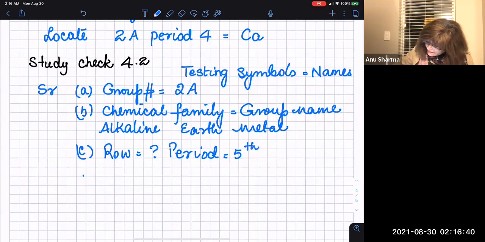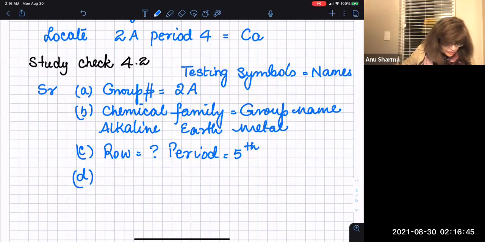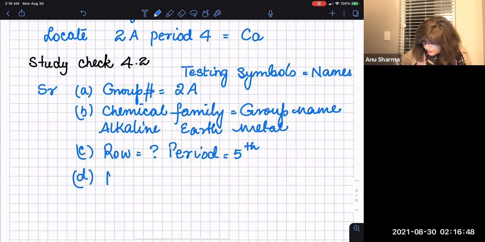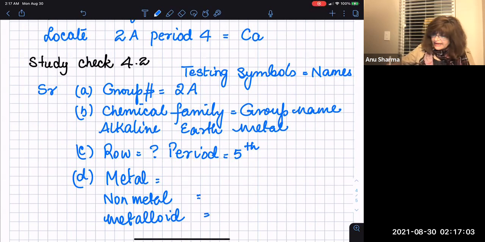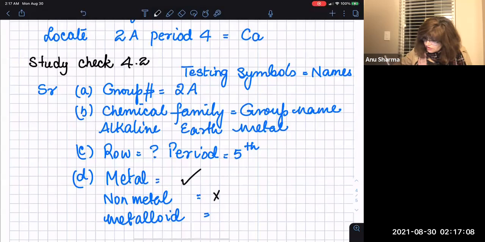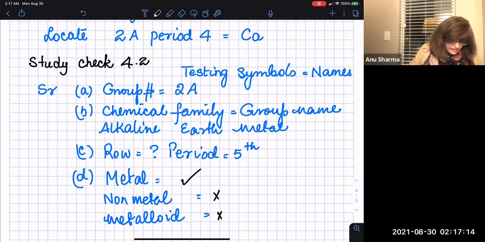And then comes the last question: is strontium a metal, a non-metal, or a metalloid? Okay, so we know that strontium belongs to the metals, and it's not a non-metal, it's not a metalloid. Okay, so this was your study check problem from the book.